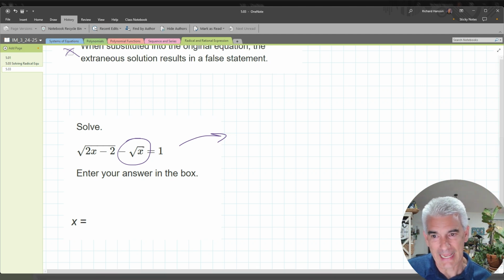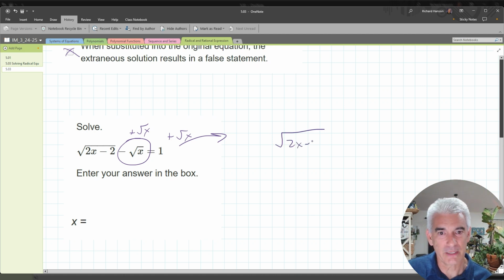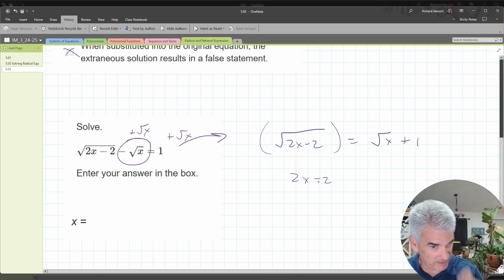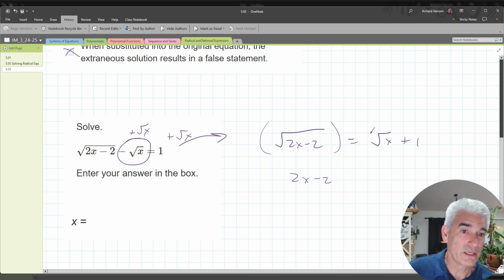So when I add root x to both sides, I'm going to get root 2x minus 2 equals root x plus 1. Now I'm going to square both sides. Oh, this is easy, 2x minus 2. What are you worried about, Mr. Hanson? Oh, shoot. What is this when I square it?